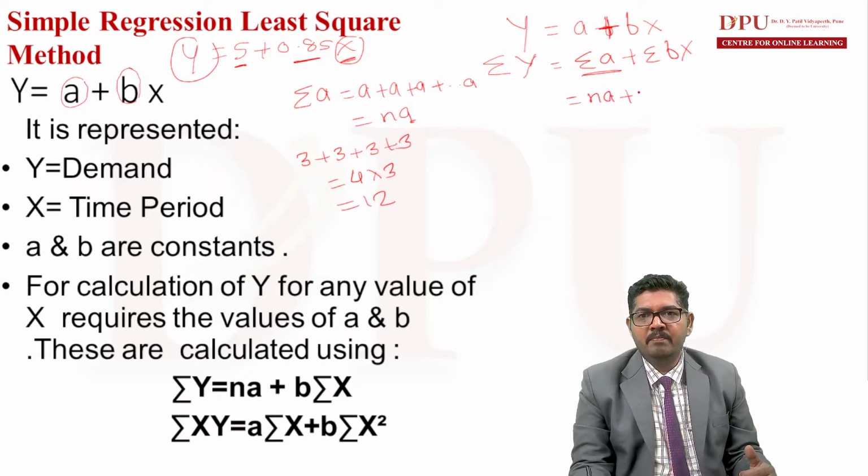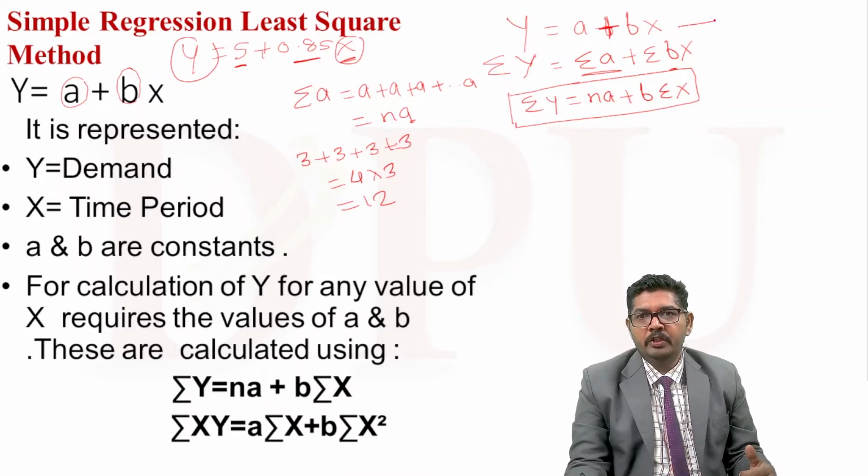This will remain the same. We'll take b out. So b summation of x, because b is a constant. Then we have summation of y here. Right, now this is the least square method of finding out the values of a and b in order to find out the equation of y on x. So this is our equation 1, for example. This is our equation 2.